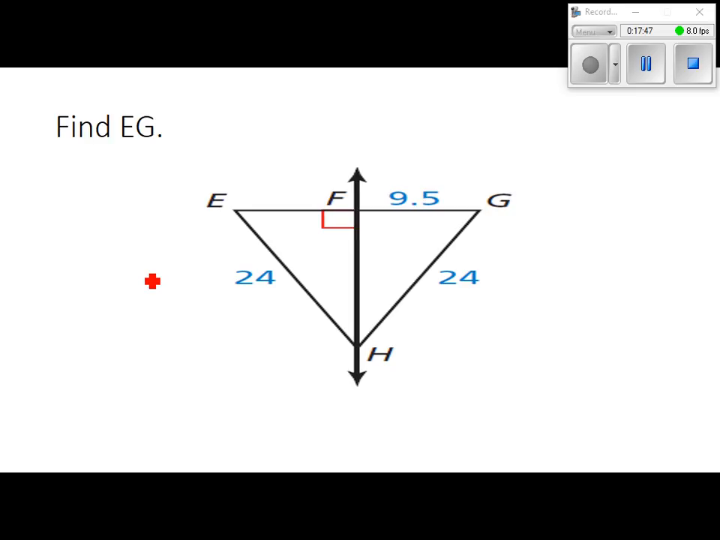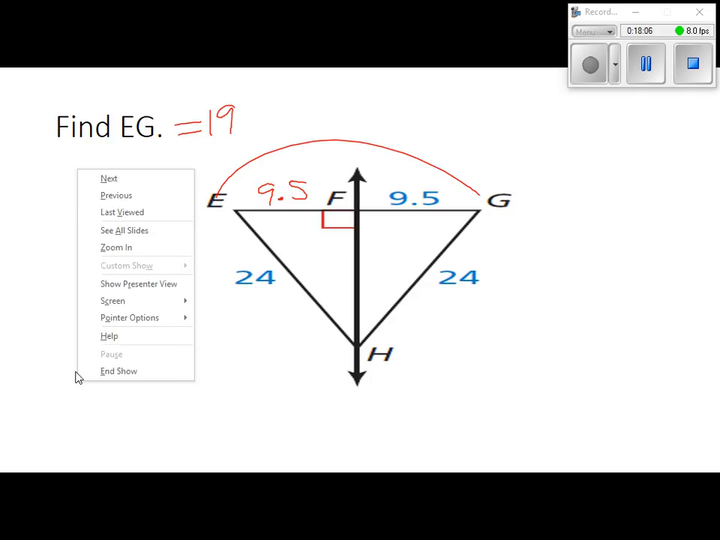Find the length of segment EG. How would we do that? What do we know about segment EF right here? It's congruent to FG, so it's 9.5. Well, we wanted EG, so what would we do there? Add them together, it's 19.